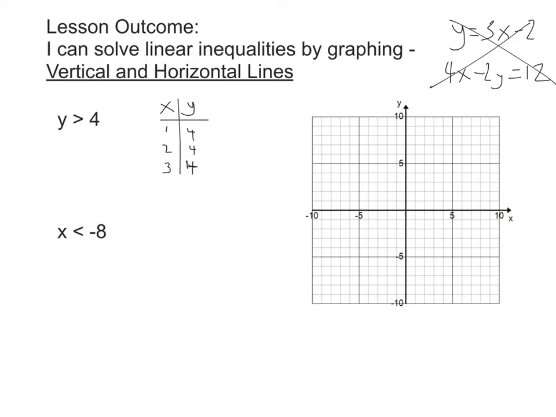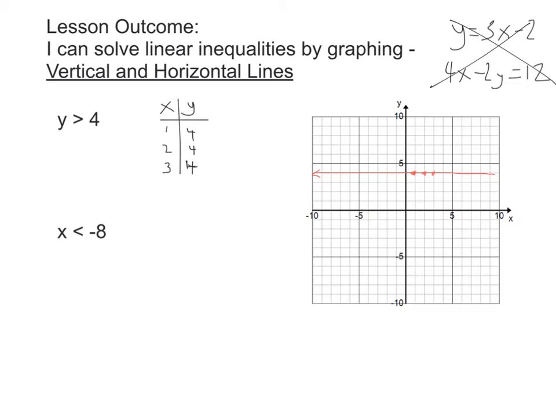So I can go ahead and plot 1, 4. 1, 4 is right here. And then 2, 4 is right here. And 3, 4 is right here. Obviously, this shows us that our line is going to be going this direction here. So we can graph it like this.